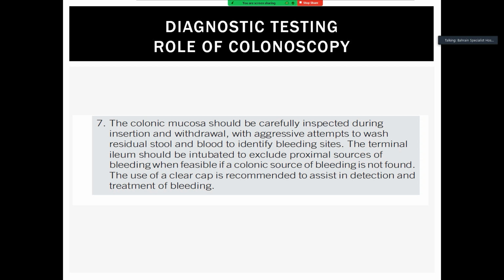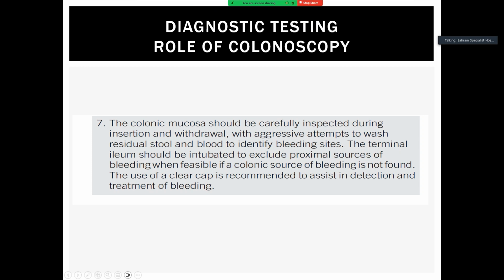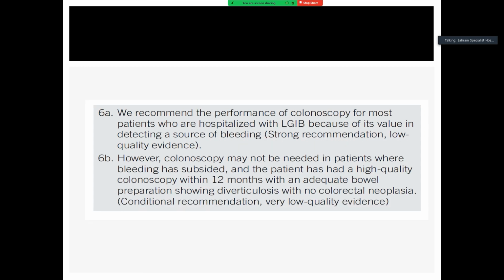An important thing we need to do, which we already do, is to intubate the ileum to rule out any source of bleeding coming from the small bowel. They also recommend the use of a clear cap for the detection and treatment of the bleeding. And they prefer that if the patient is hospitalized for a lower GI bleed, even if the bleeding has subsided, we should go for colonoscopy.